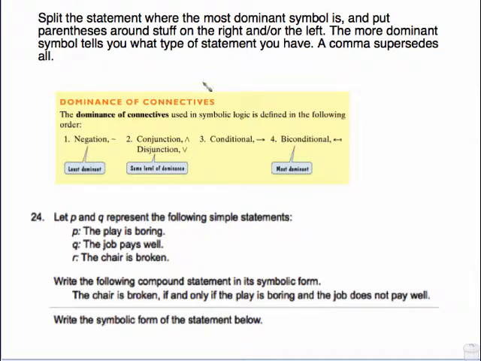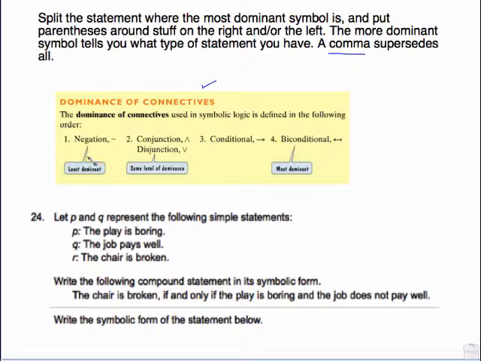Now we're going to look at some more complicated statements. Just glance down here real quickly. The chair is broken if and only if the play is boring and the job does not pay well. That gets a little more complicated, so we're going to have some rules to follow. You're going to split the statement where the most dominant symbol is. This tells us about the dominance of symbols. And put parentheses around stuff that's on the right and/or on the left. The more dominant symbol tells you what type of statement you have, and a comma supersedes all.